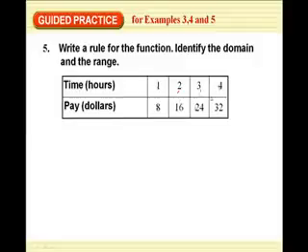So our pattern right here is in the time, which is hours. Every hour you work, you get $8. So 8 times H equals D, your number of dollars. So there's my rule and my domain.